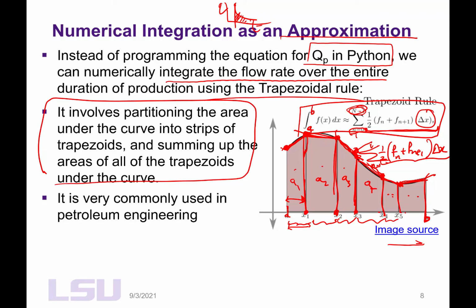Partition the area under the curve into strips of trapezoids. Sum up the areas of each of these trapezoids after calculating it. It's very commonly used in petroleum engineering.